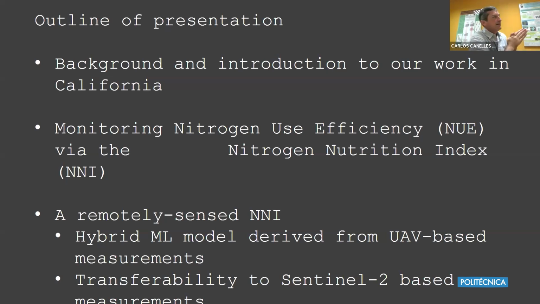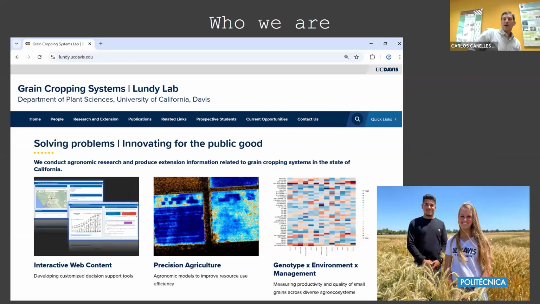The main overview is related to nitrogen use efficiency. And how does nitrogen use efficiency relate to nitrogen nutrition index? And then how can we use remote sensing tools that already exist to form a nitrogen nutrition index? And I know that we've done some work here and elsewhere on that.